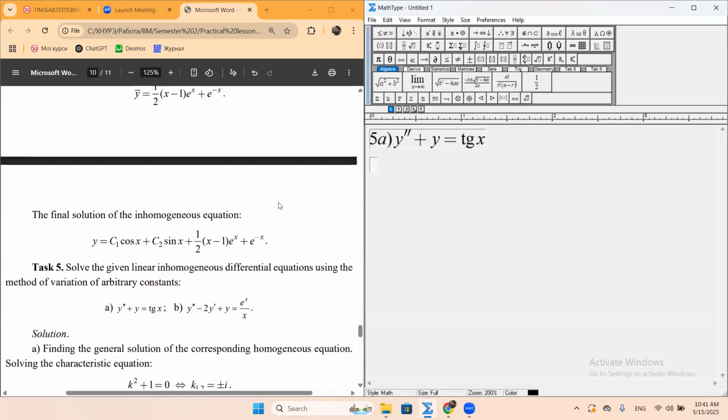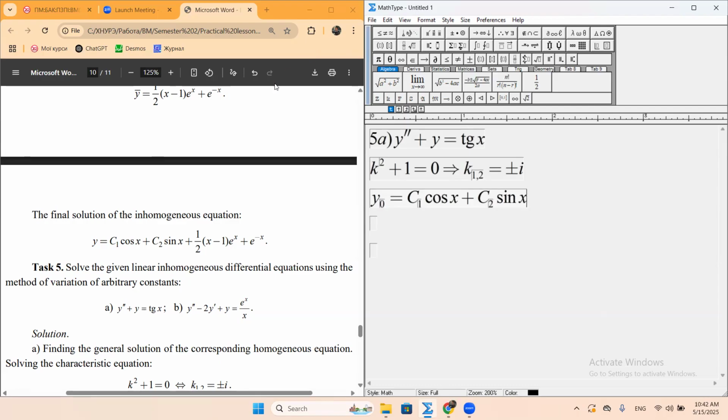First of all, of course, we have to find the solution of the homogeneous equation. So writing down the characteristic equation, k squared plus 1 equals 0, from which we can find that k 1, 2 equal plus minus i. So y homogeneous will be equal C1 cosine of x plus C2 sine of x.